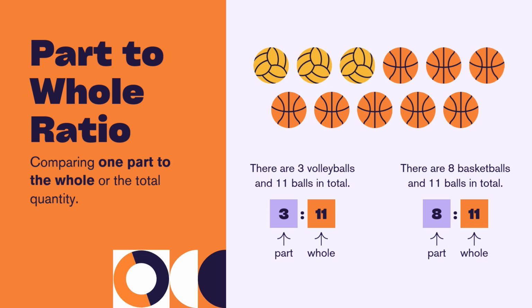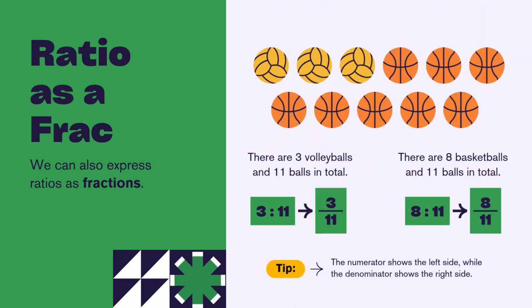Like in part to part ratio, the ratio is 3 is to 8, and here it is 3 is to 11. So basically it means that there are three volleyballs in yellow color as compared to the total balls, that is 11 in number. Showing these examples, we can relate the content with real life things.